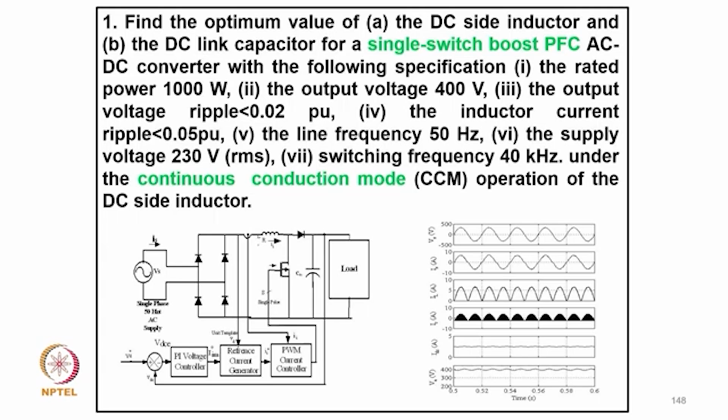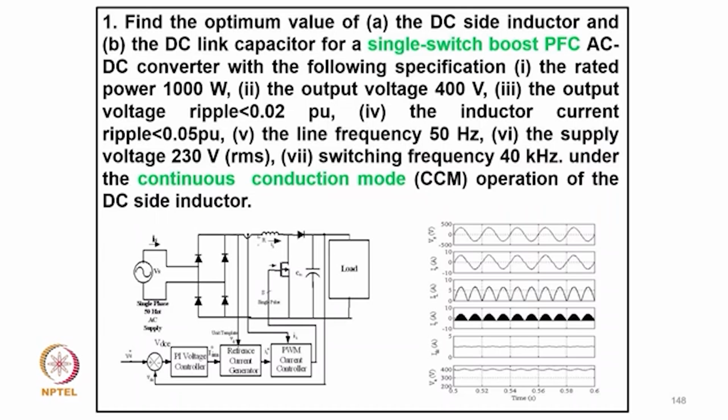Starting with the first numerical: find the optimum value of the DC side inductor and the DC link capacitor for a single phase boost PFC AC-DC converter with the following specification. The rated output power is 1000 watt, the output voltage is 400 volt, the voltage ripple is 0.02 per unit or 2%, and the input current ripple is 0.05 per unit or 5%. The line frequency is 50 Hz, the supply voltage 230 volts, and the switching frequency 40 kHz, under continuous conduction mode operation of the DC side inductor.